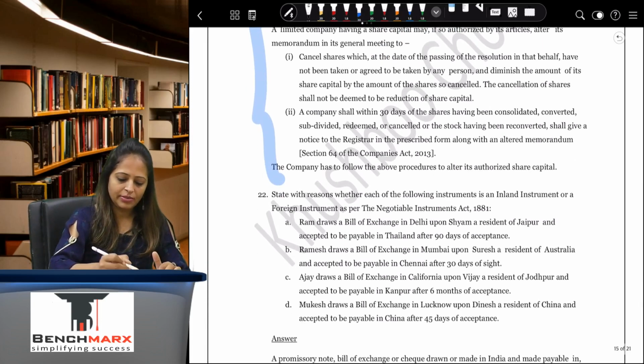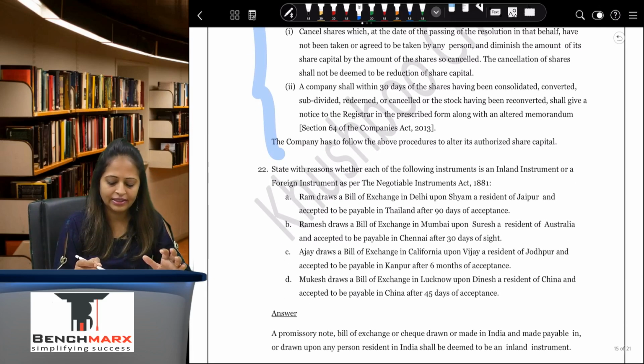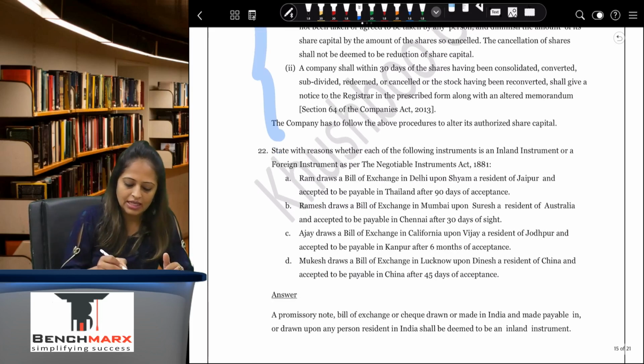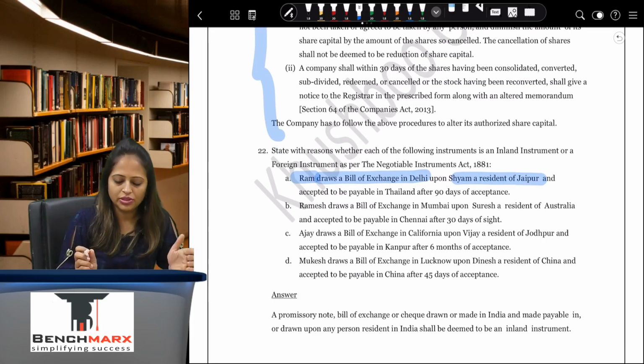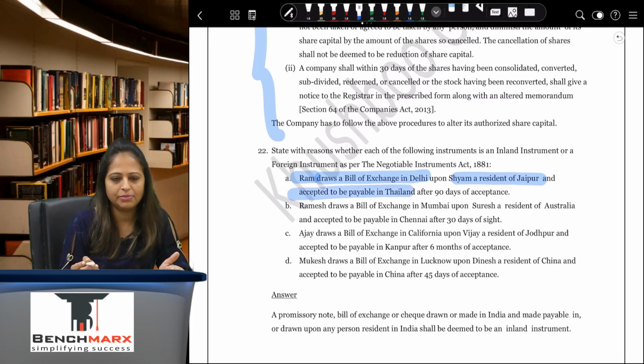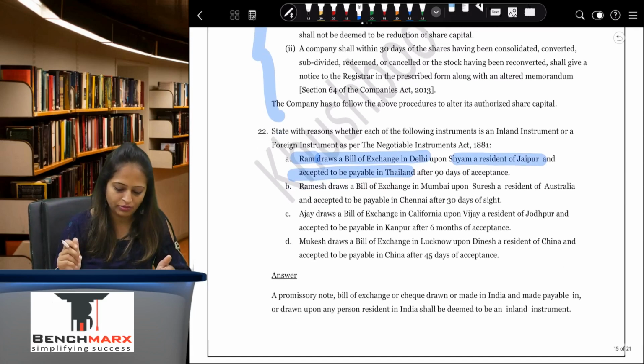State with reasons. Coming to negotiable instruments, whether the following are inland instruments or foreign instruments. Ram draws a bill of exchange in Delhi upon Shyam, a resident of Jodhpur. So it's drawn in India on a person who is a resident in India, accepted to be payable in Thailand. So what will it be? It's drawn in India and it's drawn upon a person resident in India, and it's only accepted to be payable outside India. So this will be called an inland instrument.